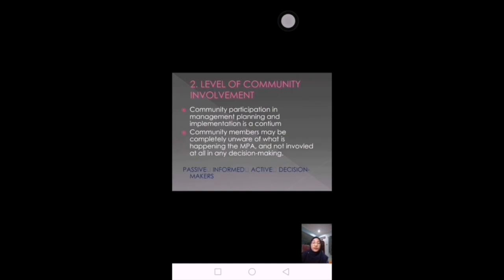Okay, next, number 2 is the level of community involvement. Community participation in management planning and implementation is a continuum. Community members may be completely aware of what is happening in the MPA and not involved at all in any decision making. It goes from passive to informed, active, and to decision makers. It's actually shown with arrows to the right.